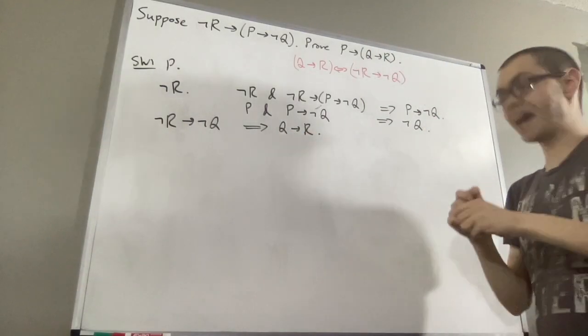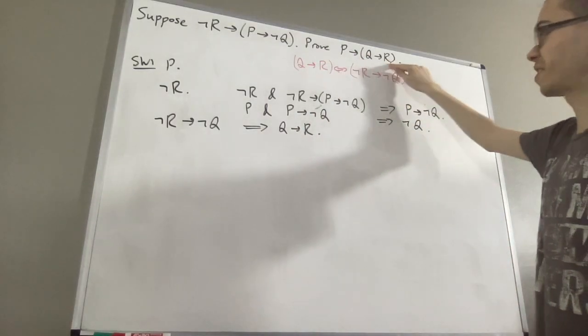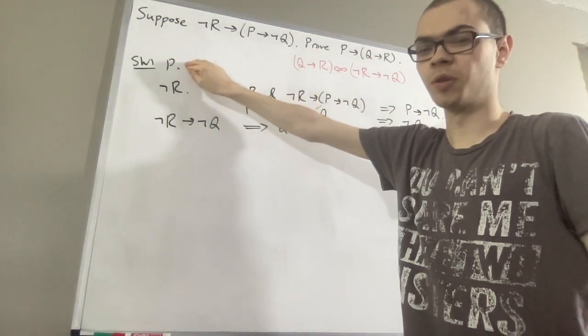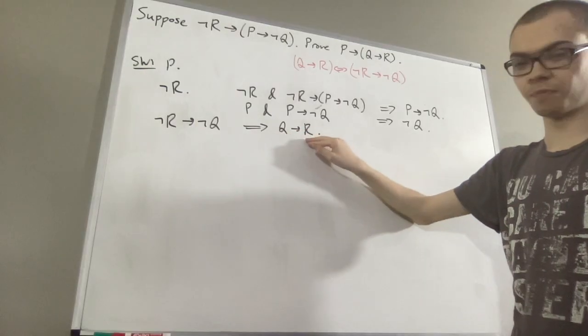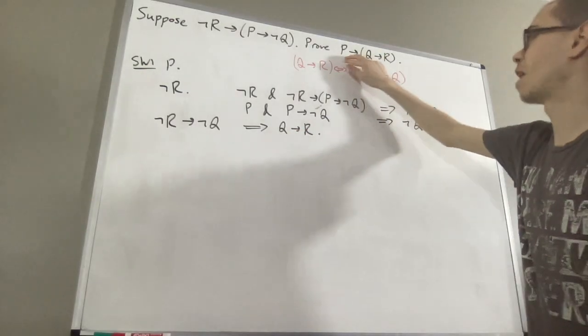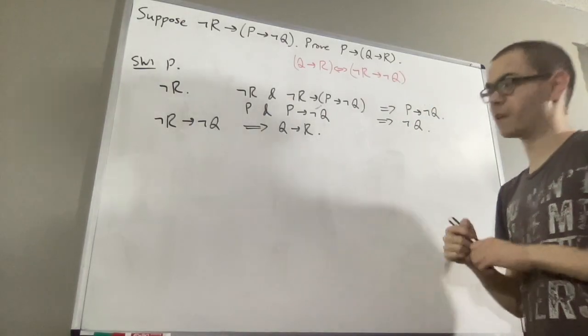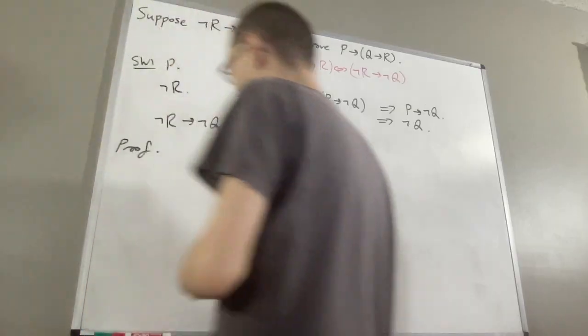So, now let's put this all together. Our whole goal has been to try and prove this statement, right? And the way we did that was we made the assumption that P is true, but we've just logically deduced if Q is true, then R is true. So that proves our entire statement. So we're ready to write up the proof now. So, going to our proof.